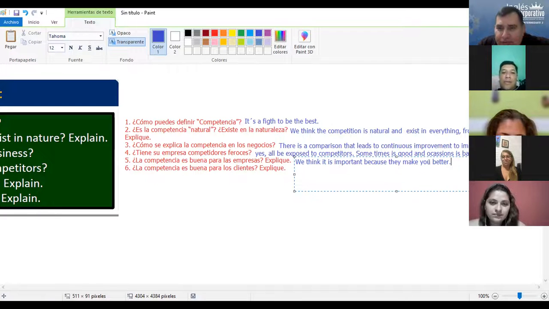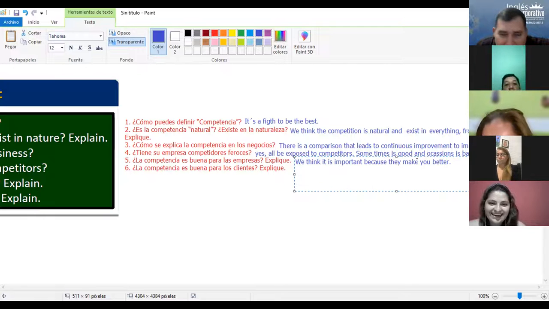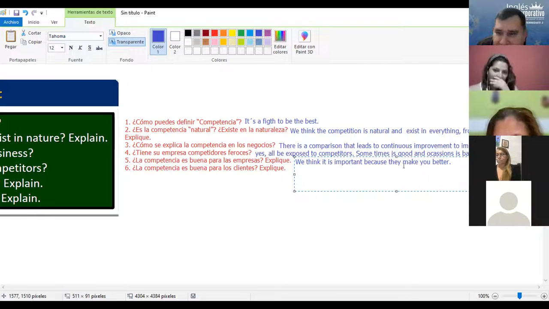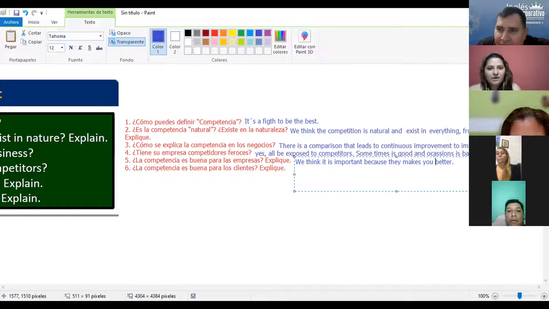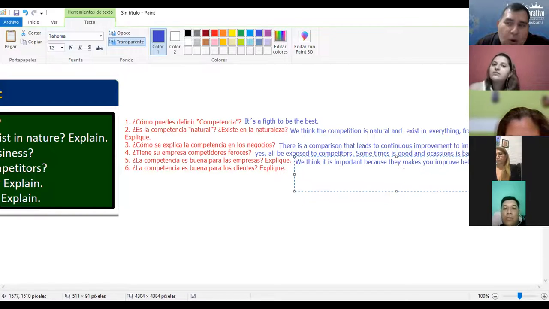It makes you improve. Make you? Improve. It makes improve. Okay, yeah. I can hear you good. We think it's important because it makes you improve. Makes you improve. I-M-P-R-O-V-E. Improve.